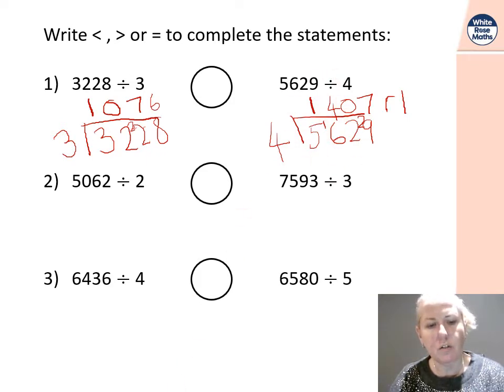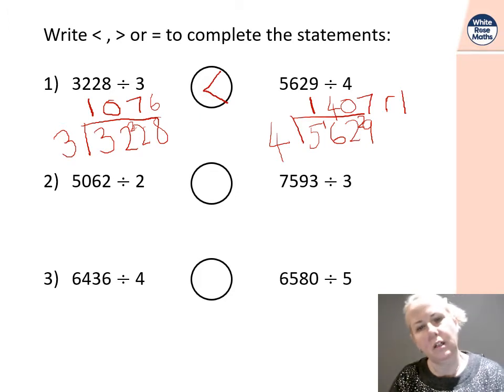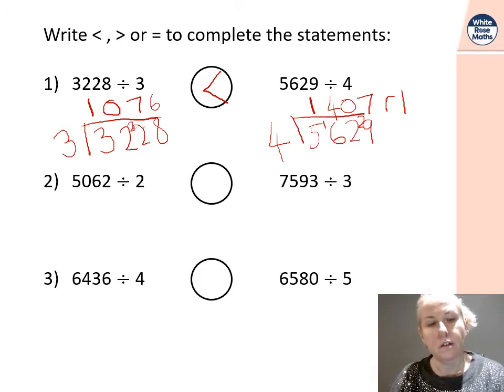So I need to, remembering the crocodile always eats the bigger number, so it's going to go, oh, that was a bit skewy for you, wasn't it, that one? Let's try that one again. So remembering that the crocodile eats the bigger number, this big wide open mouth is going to be on the 1,407, not on the 1,076, because that's smaller.